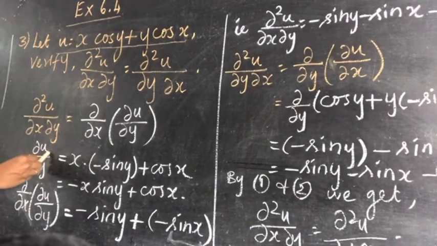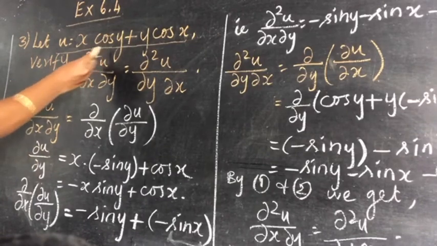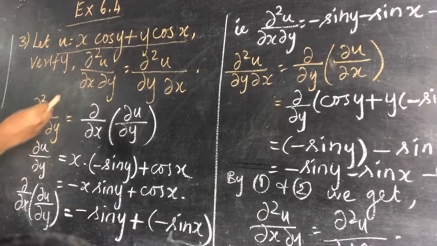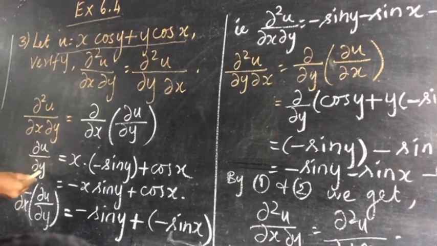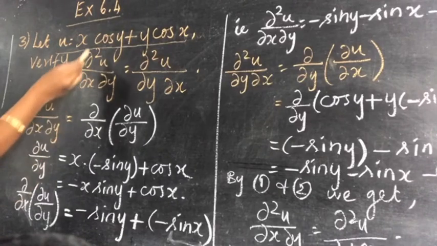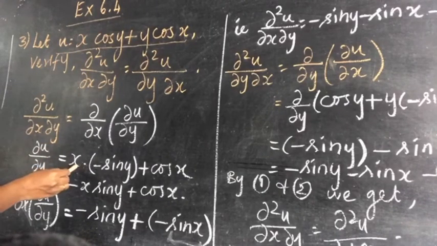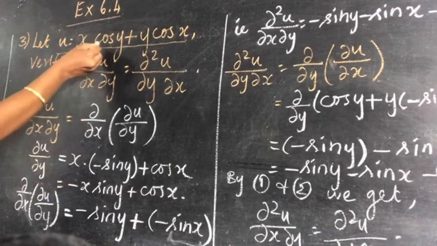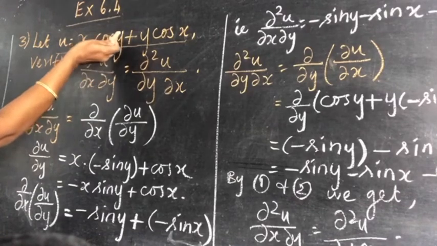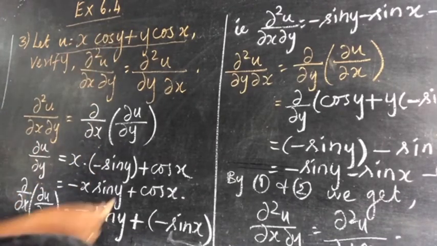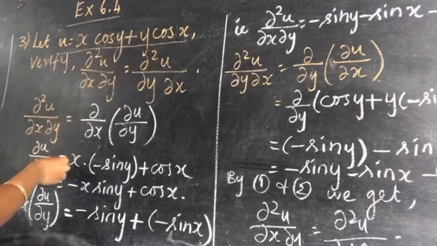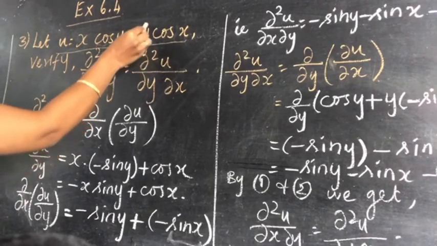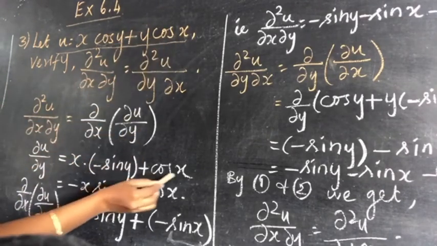So, first ∂u/∂y. ∂u/∂y means we need to differentiate u with respect to y. So, the first term is x cos y. Differentiation is with respect to y, so we have to treat x as constant. So, x into, what is the differentiation of cos y? It is minus sin y. Plus y cos x is there. We need to differentiate this with respect to y. What is the differentiation of y? It is 1. Cos x alone will come.